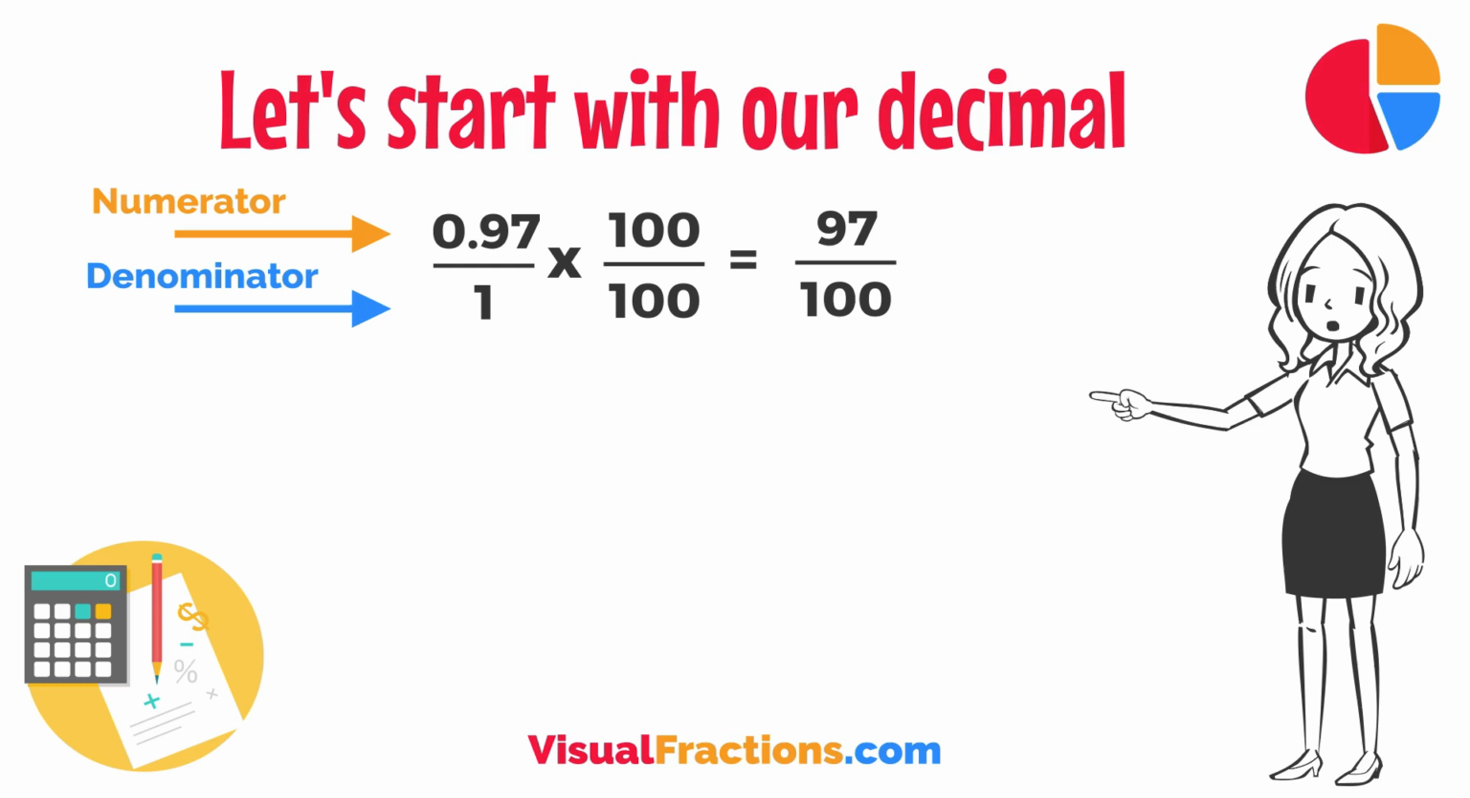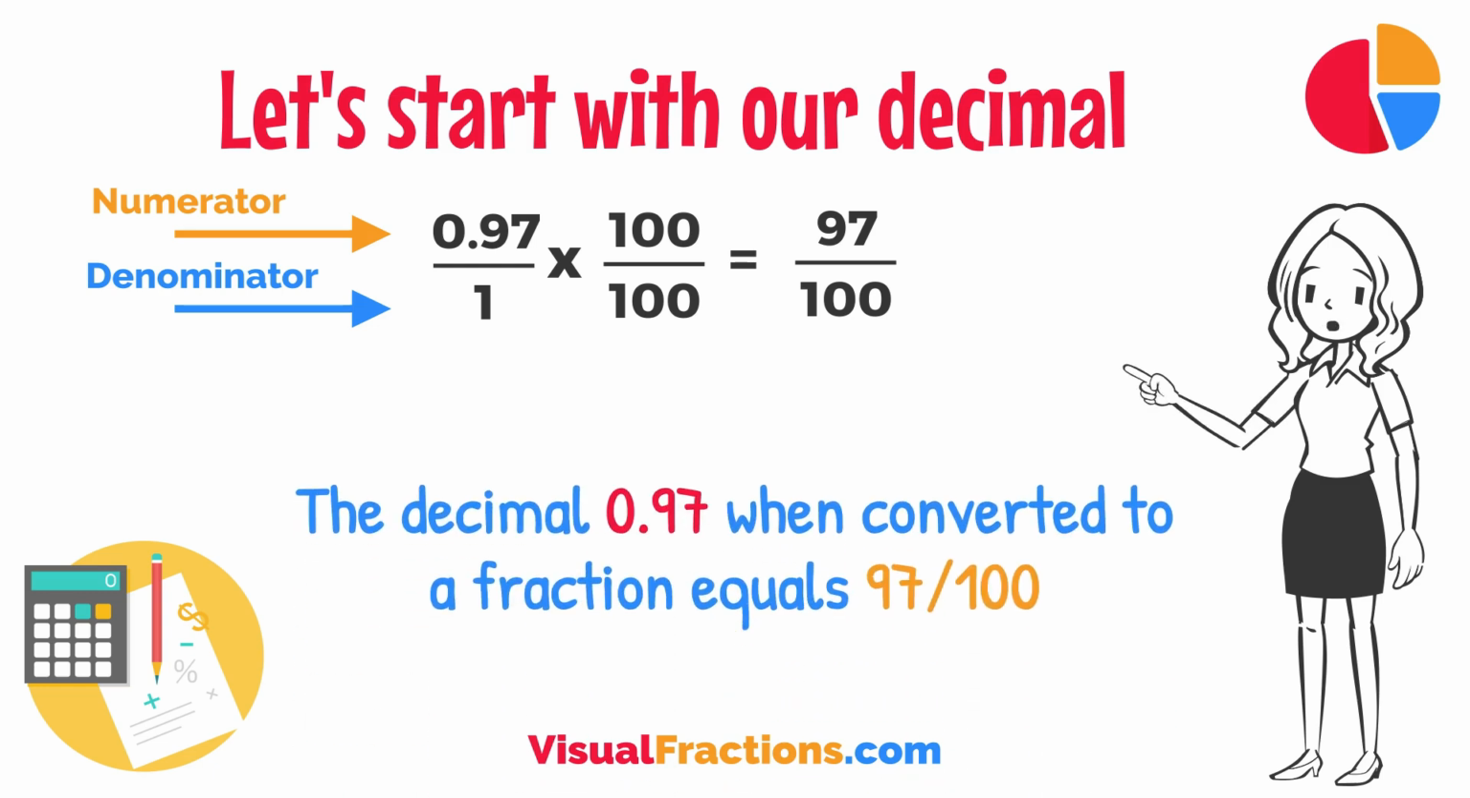And there you have it. The decimal 0.97 when converted to a fraction equals 97/100ths. This fraction is in its simplest form and cannot be further simplified.